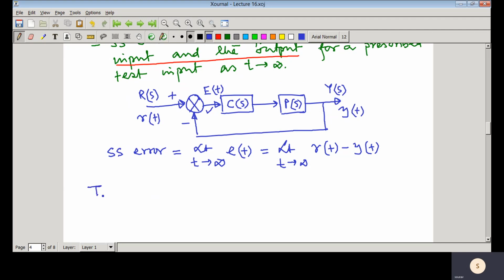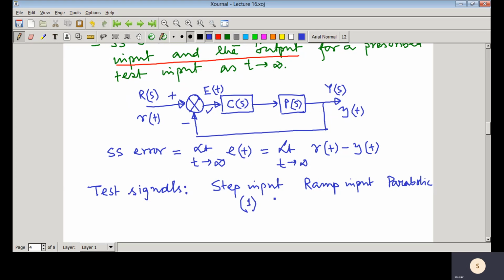So what are the test signals? The standard test signals that we will be discussing today are the step input, ramp input, and parabolic input. The step is 1, the ramp is t, and the parabolic is half t square.